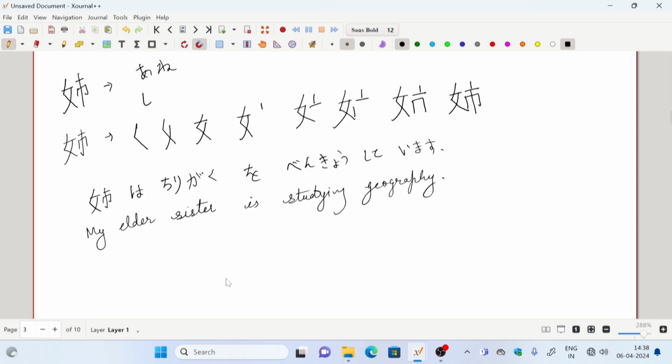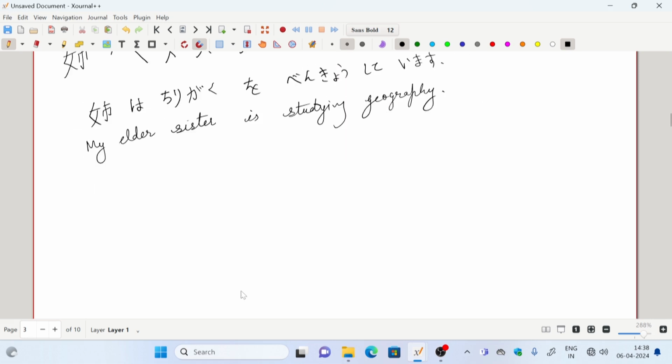Okay, let's do another kanji, that is for younger brother. It is ototo. My younger brother is called ototo. Another reading could be tai or dai. Okay, so let's do the stroke order.